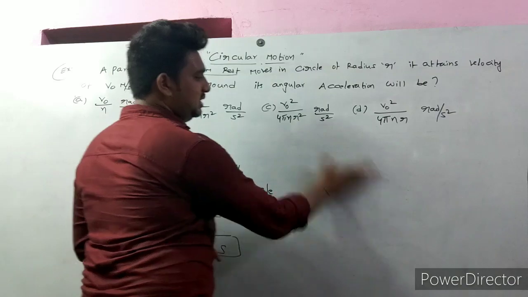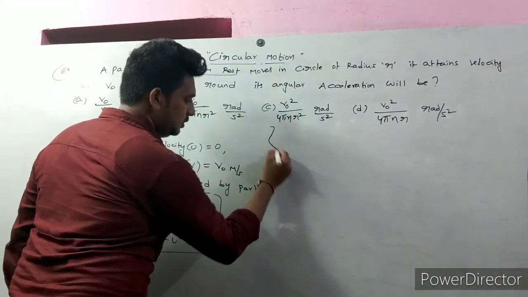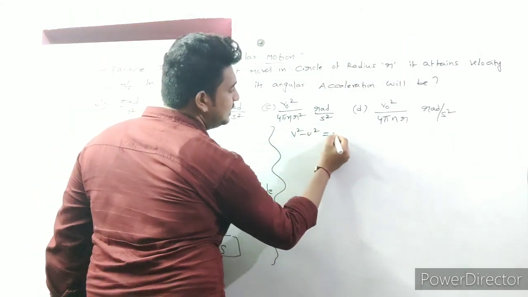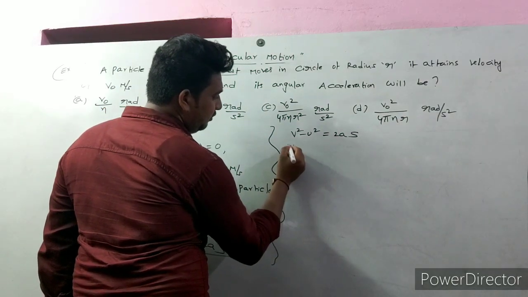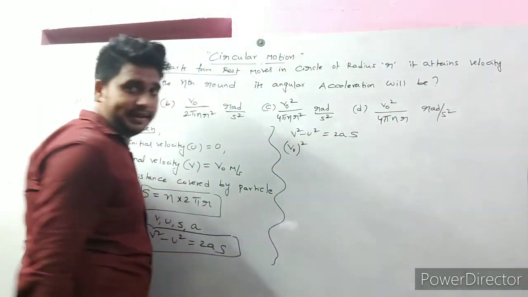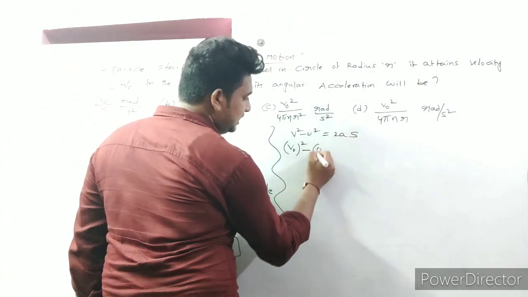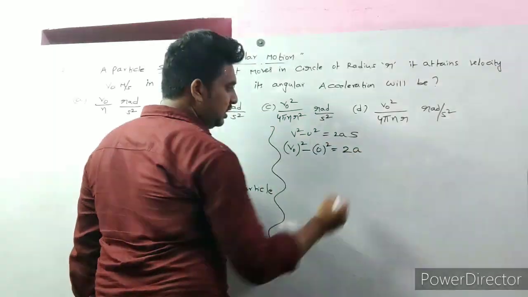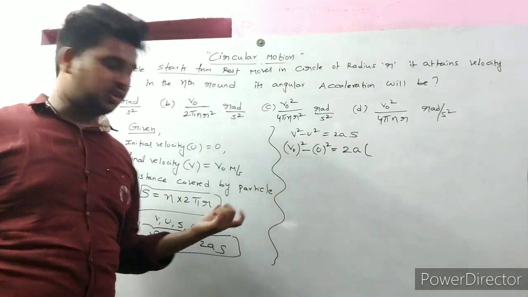We need to apply the concept here. v squared minus u squared is equal to 2as. Here v is the final velocity, which is given as v naught in the question, so v naught squared. The initial velocity is already given as 0, so 0 squared. Then 2 into a into the displacement, or the distance covered by the body, which is already given.